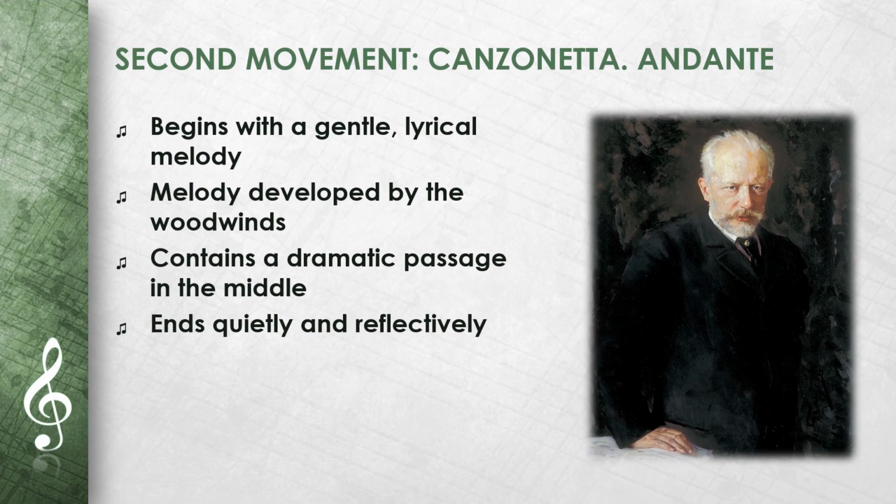The second movement begins with a gentle and lyrical melody played by the solo violin. This melody is taken up and developed by the woodwinds. There is a more dramatic passage in the middle section before the main melody returns. The movement ends quietly and reflectively. It shows Tchaikovsky's ability to express strong emotions in music.